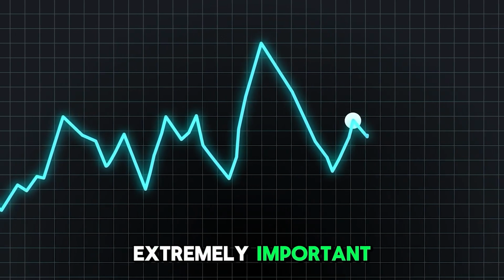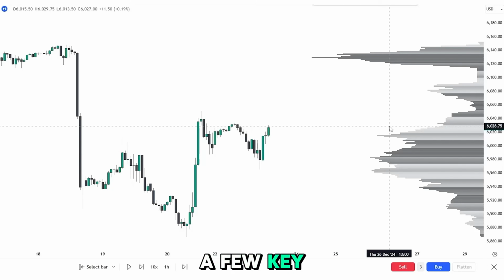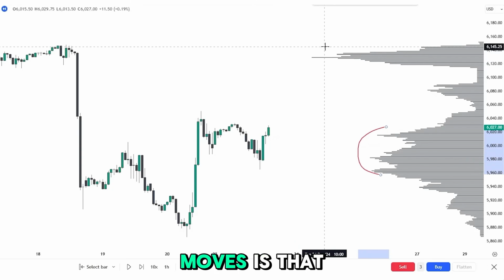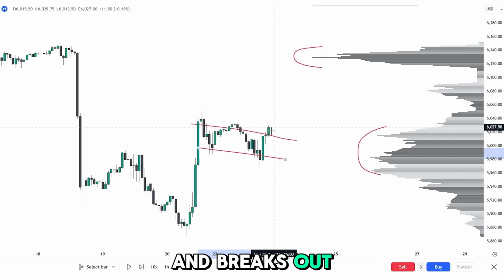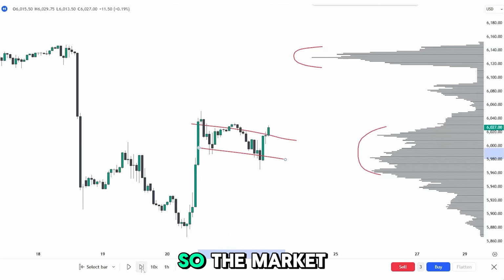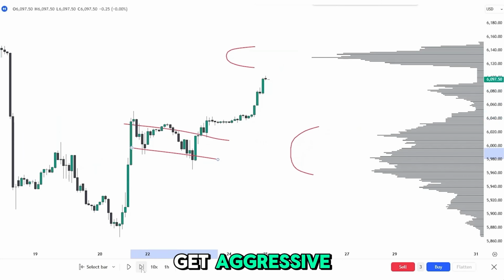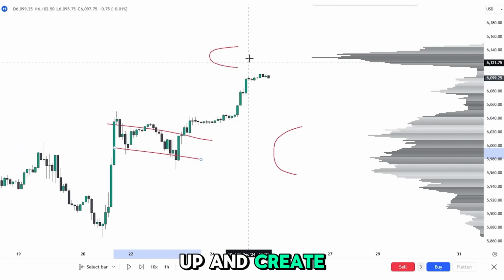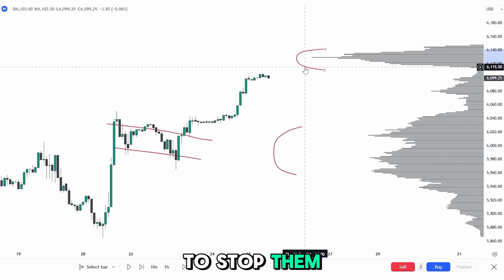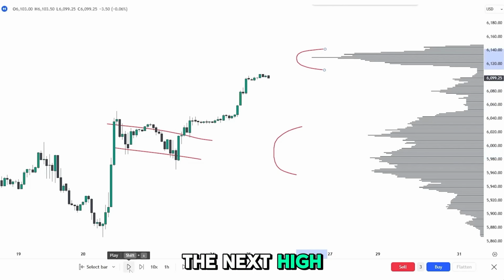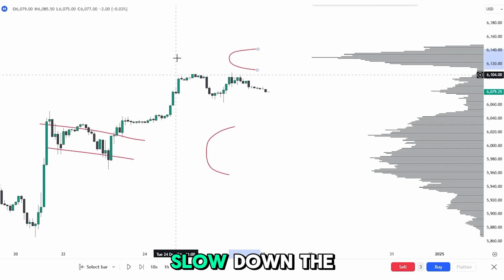So volume is extremely important because it'll highlight the levels that the market finds the most important. Volume concentrates around a few key price levels. And the way price typically moves is that it'll hover at one key price level until one side gets more aggressive and breaks out. Let's say it's buyers in this case. So the market is moving sideways as both buyers and sellers are balanced. Then suddenly buyers get aggressive. Well, this will push the price up and create an uptrend. And since buyers are in control now, and there isn't much volume to stop them, they'll keep moving in that direction until we hit the next high volume level. Then we have enough volume from sellers to come in and stop, or at least slow down the buyers.